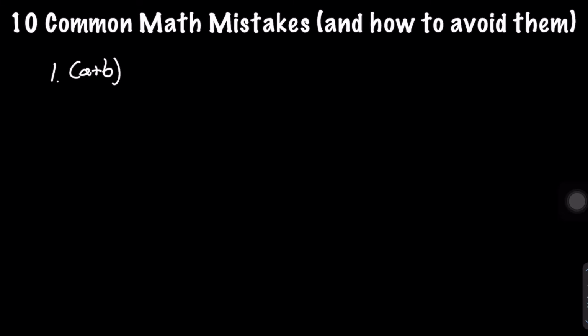It is (a + b) squared. So many people, when they're rushing quickly through their work, are just going to say it's equal to a squared plus b squared. This is very incorrect. This is one of the biggest mistakes that math students make when they're rushing through their work.